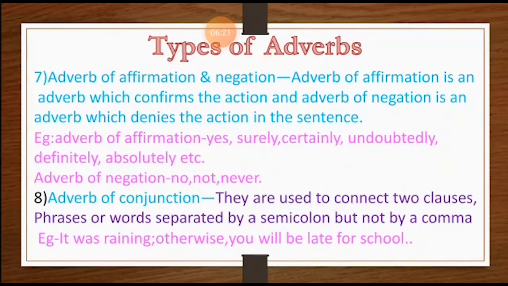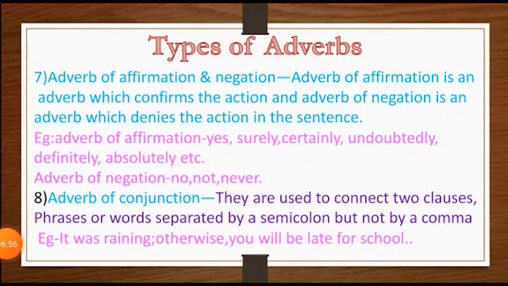The next type of adverb is the adverb of affirmation and negation. An adverb of affirmation confirms the action, and an adverb of negation denies the action in the sentence. Examples of adverbs of affirmation are yes, surely, certainly, undoubtedly, definitely, absolutely, etc. And adverbs of negation: no, not, never.